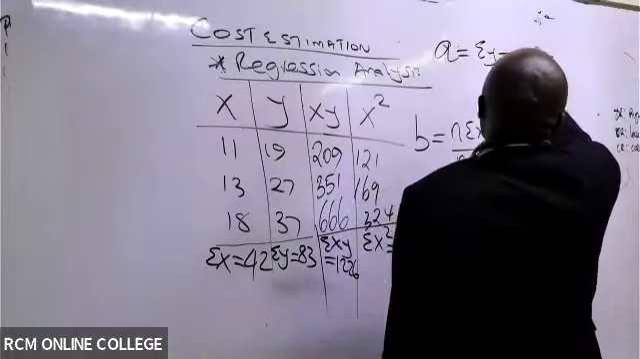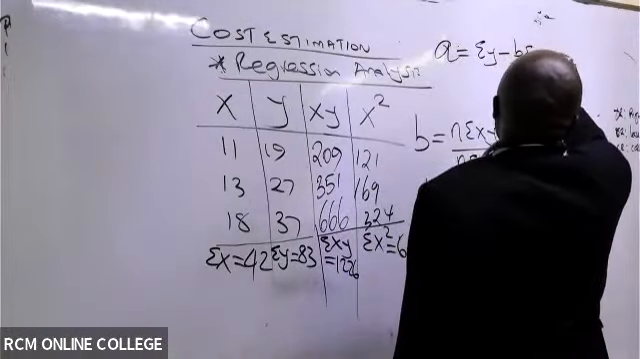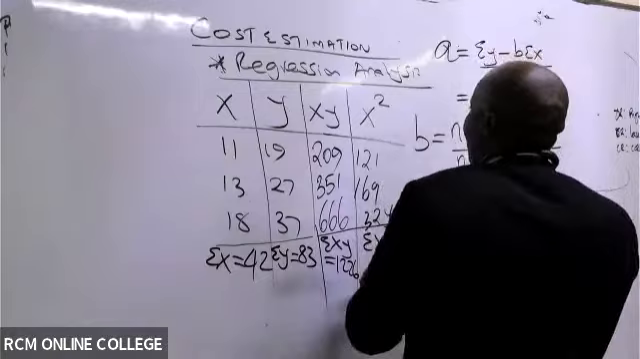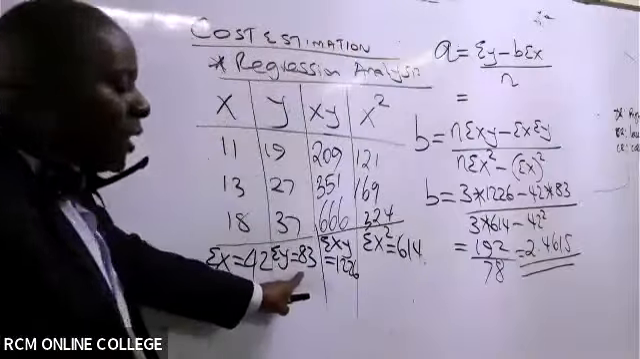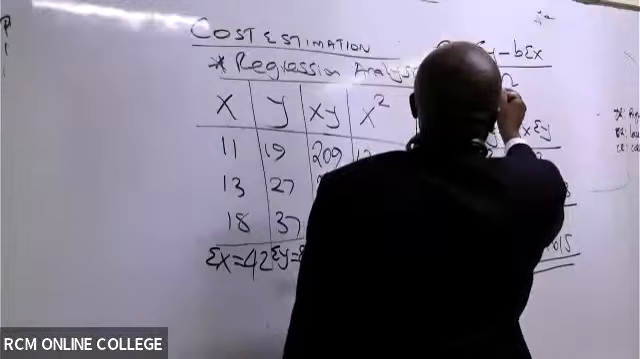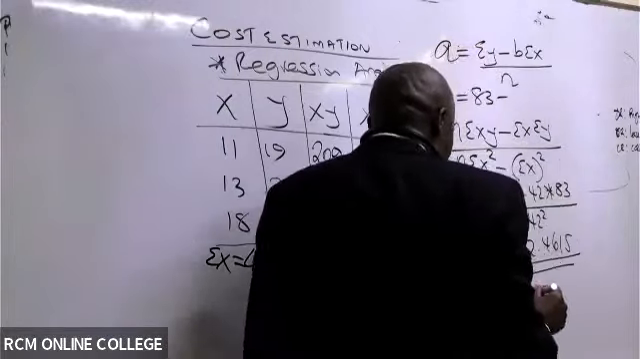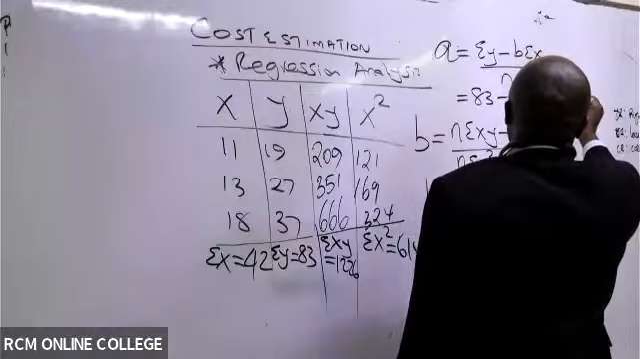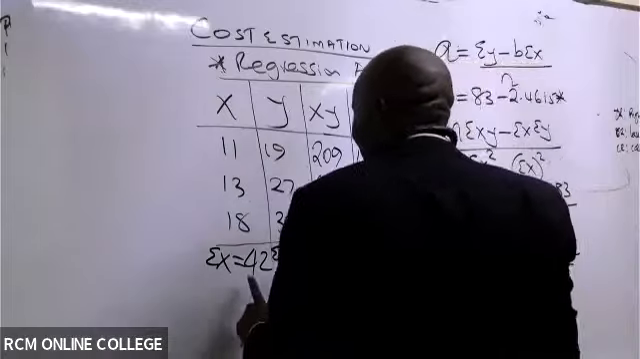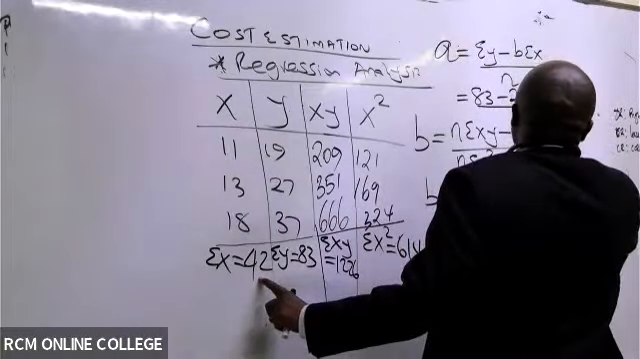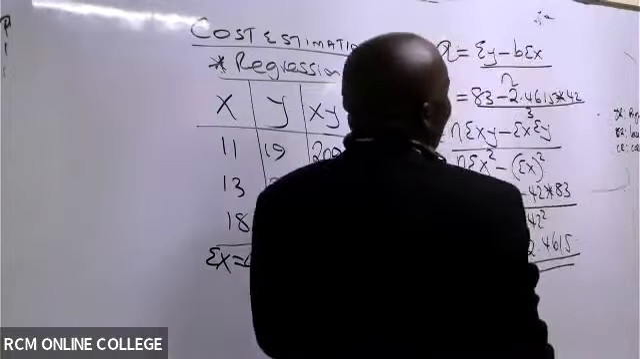So from there, go ahead and give me the value of A. You can only give me the value of A if you are able to remember the formula. If you forget the formula, then automatically you will not be able to do anything. So this will be the sum of Y minus B times the sum of X, everything divided by N. Summation of Y, I already have it, it is 83, minus B, which is 2.4615, times the summation of X, which is 42. Whatever answer I get, everything is divided by 3.